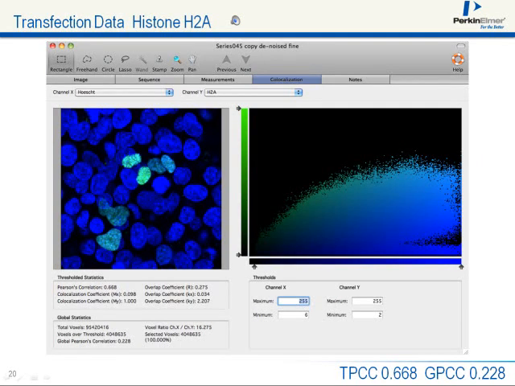This sample shows HeLa cells labelled with Hoechst, which labels DNA, and histone H2A conjugated to GFP, which labels the nucleosome. Now, given that DNA and nucleosomes are both components of chromatin, we should see a good correlation. Now our thresholded result is really high, 0.668, whereas the global result is much worse at 0.228. So we're seeing our global correlation being diluted out and lost, whereas our thresholded good correlation is preserved.